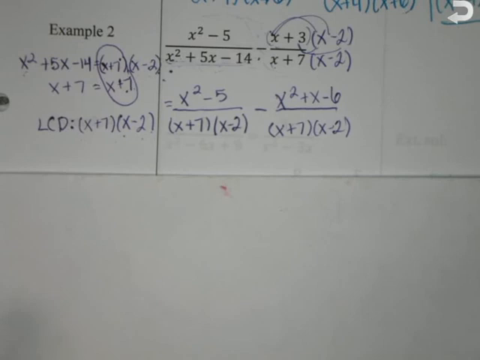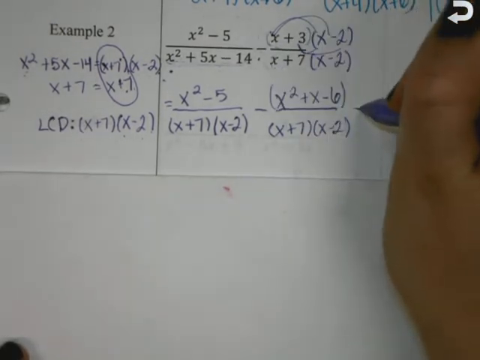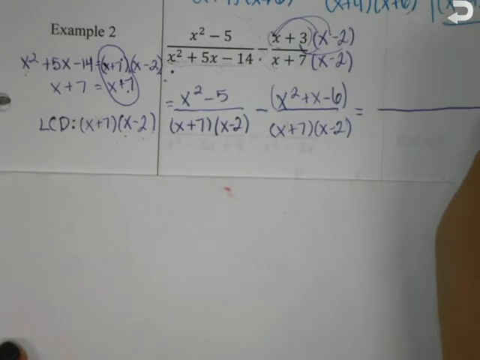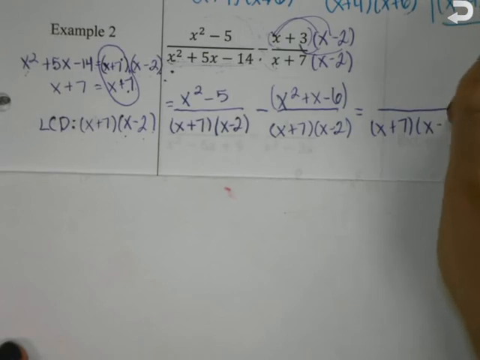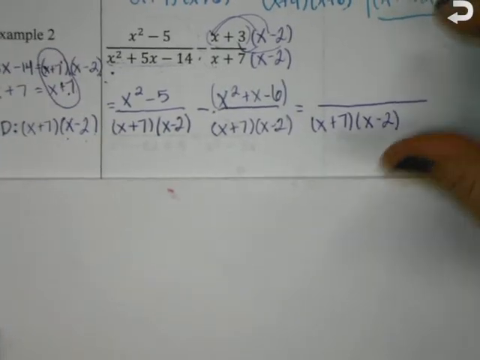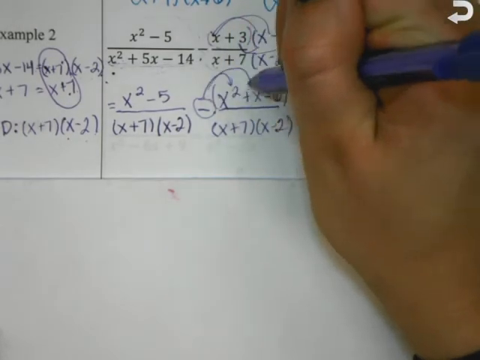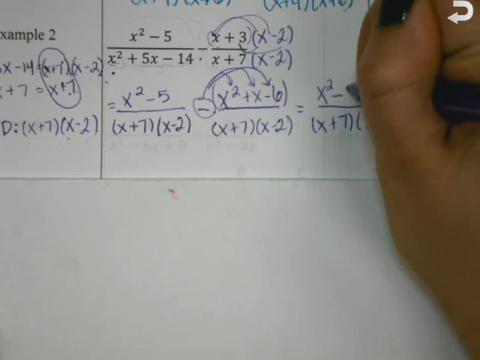Now all of this is in parentheses, so when I want to put it over the common denominator of x plus 7 times x minus 2, what do I need to do with that negative? Distribute. So distribute the negative. So that's going to be x squared, we're almost done, minus 5, minus x squared, minus x plus 6.